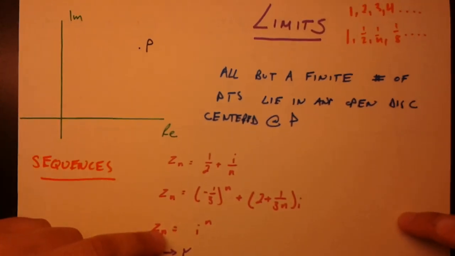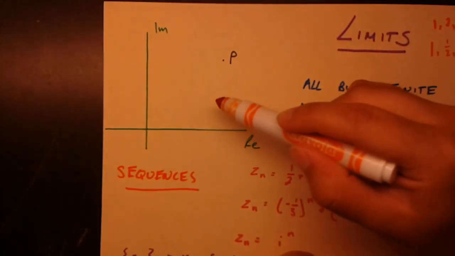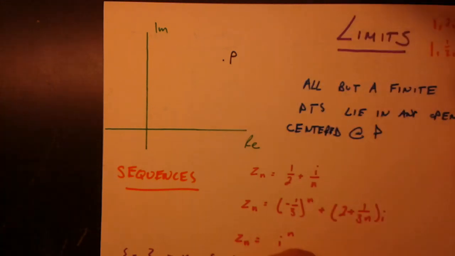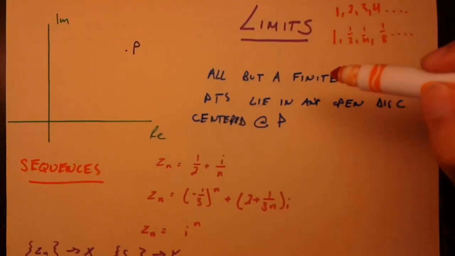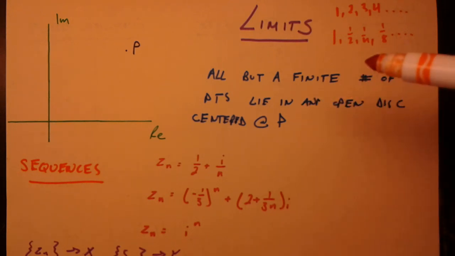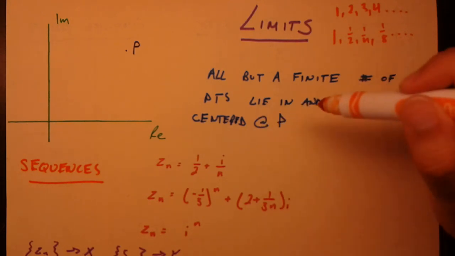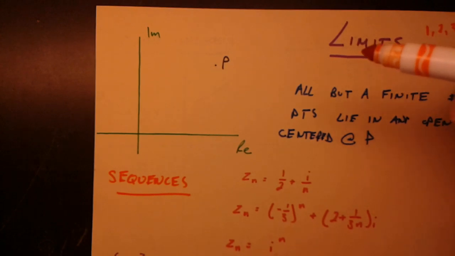So here's an exact definition. If we have the complex plane and we suspect the limit of some random sequence we have is p, then we can check this if this condition holds: all but a finite number of points lie in any open disk centered at p. So it seems a little bit complicated, but here's what it means.